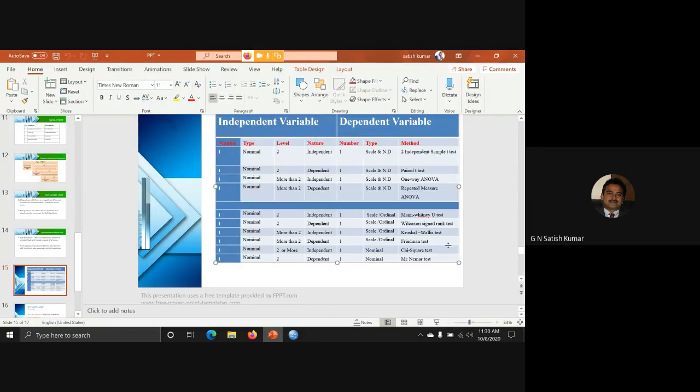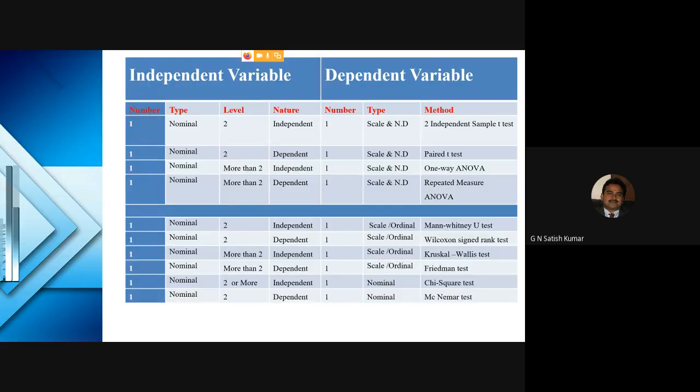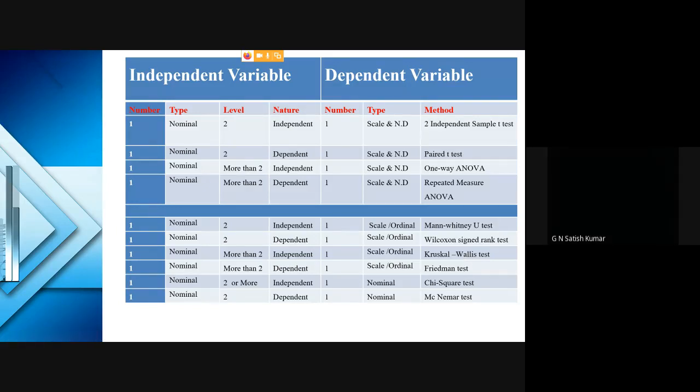Now we will discuss the Kruskal-Wallis test. We have completed the Mann-Whitney U test and the Wilcoxon signed-rank test. Now we are discussing the Kruskal-Wallis test. The Kruskal-Wallis test is similar to one-way ANOVA.